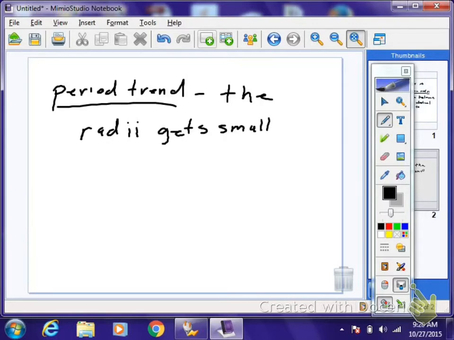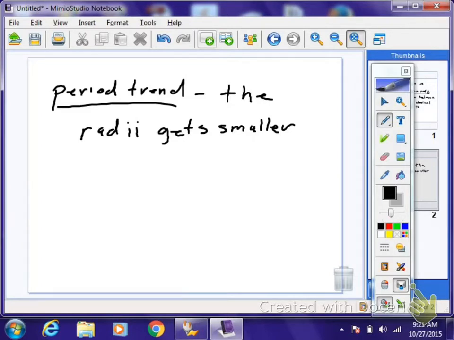We're going to come back to the reason. So now we're going to look at the group trend. You guys could probably get the group trend and look at the groups. Go ahead and predict what the group trend is and write it down. Groups mean going down a column and looking at the size of the atom.